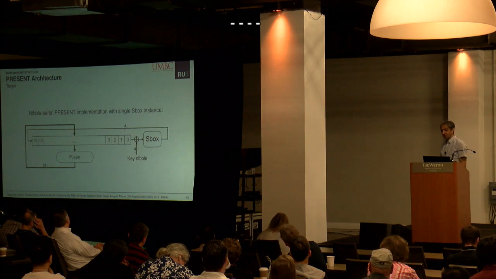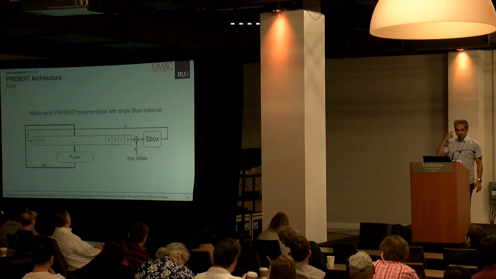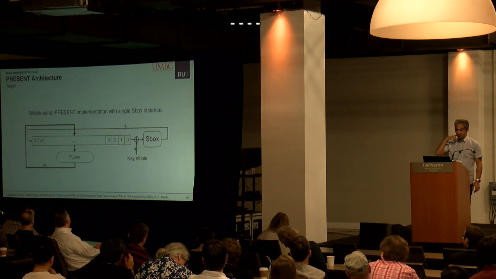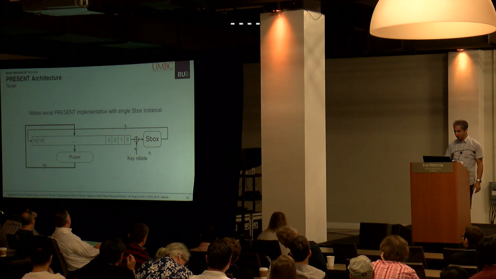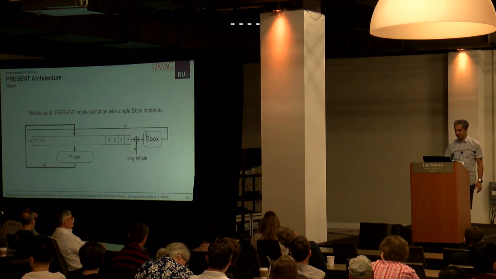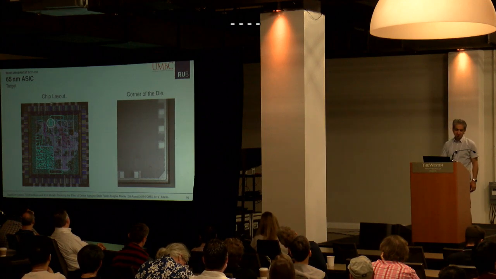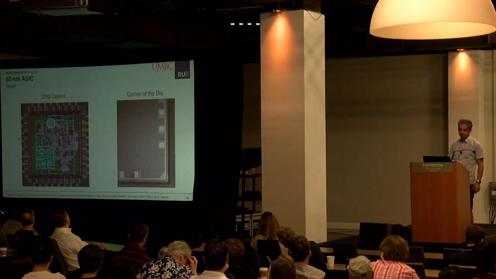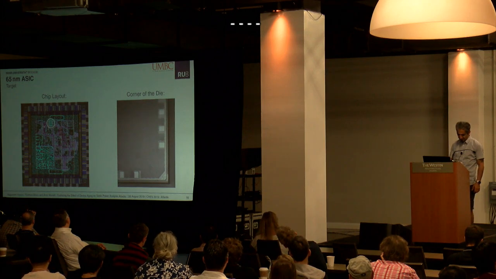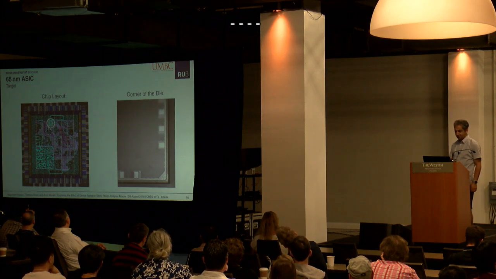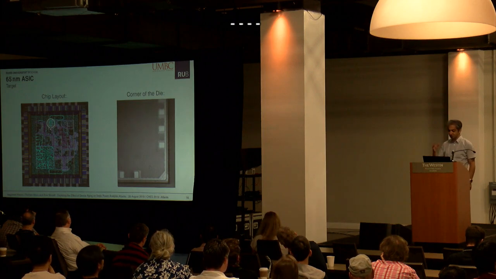For the target, we have selected one very simple, small implementation of the PRESENT cipher, which has only a 4-bit SBOX. We are mainly concentrating on the SBOX in simulation, which is just a 4-bit bijection. This is the chip that we have fabricated in 65 nanometer technology. This is a 2 millimeter by 2 millimeter chip, and what you see here, the small circle here, is the PRESENT core, the complete core, not only the S-box.